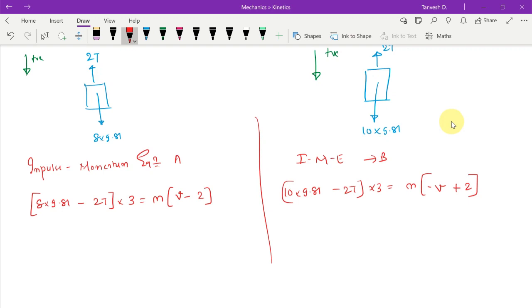What we get from this is 235.44 minus 60 is equal to, mass is 8, into V, 8V minus 16. This is one equation that we get here, and here what we will get, from the impulse momentum equation of B, is 294.3 minus 60 is equal to minus, now this m is 10, so minus 10 into V plus 20, right?